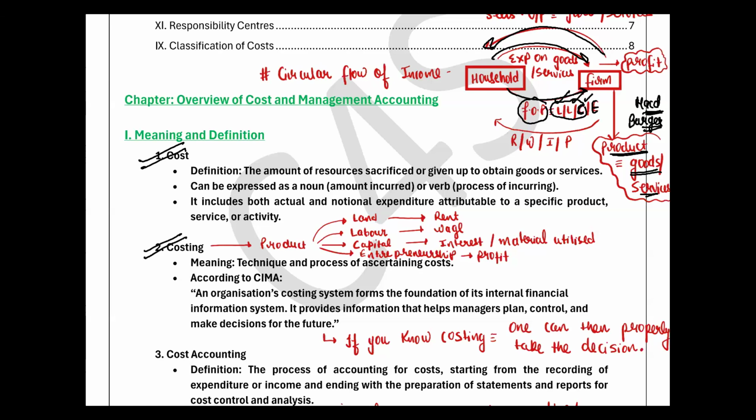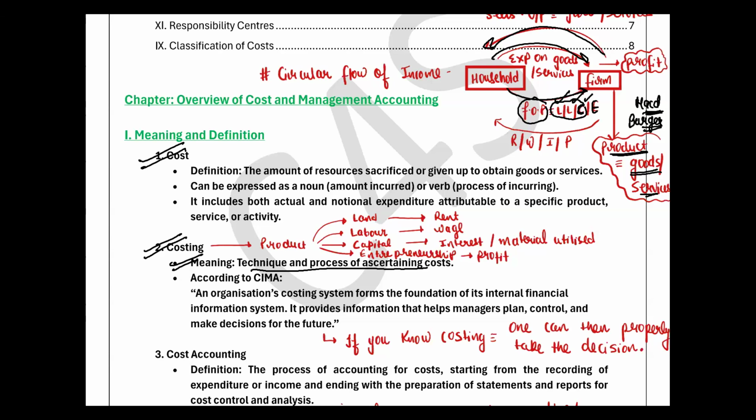So when the household is consuming and paying, that expenditure on having the goods and services of the firm is known as cost. Whereas costing, if you see the meaning given, is a technique and process of ascertaining cost. So cost is the last stage: once the goods and services are ready, only then are you paying the cost. But what is costing? Costing is the technique that is involved in it.